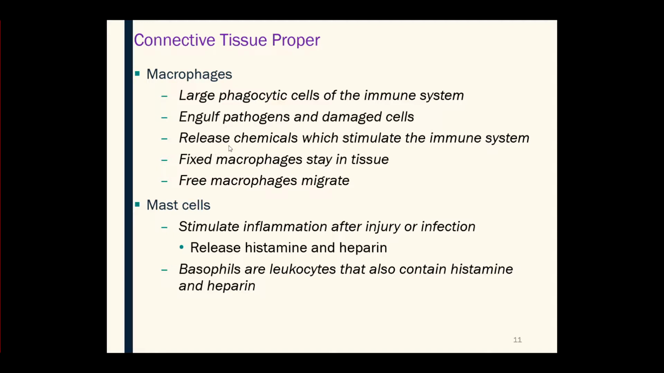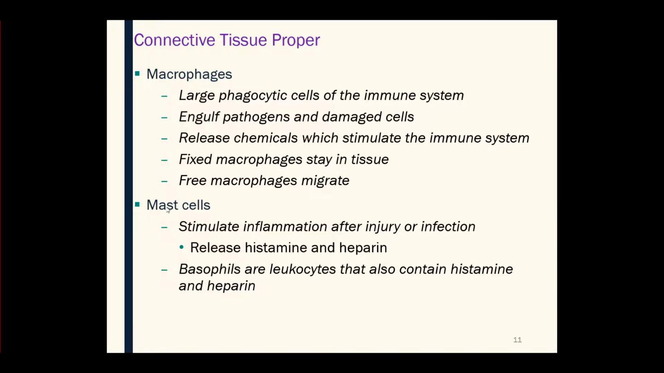Now, we have two different types of macrophages. A fixed macrophage is one that just kind of stays put in the connective tissue, while a free macrophage can wander, it can migrate around. So there's just the two different types. Regardless, though, whether they're fixed or free, they're still going to do phagocytosis, right?